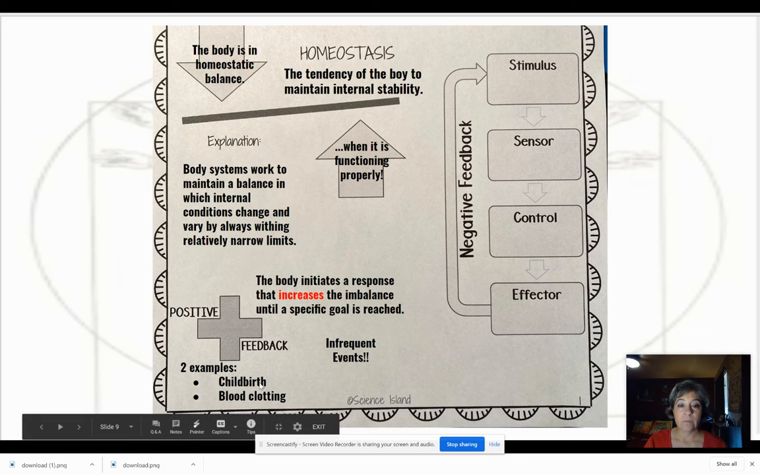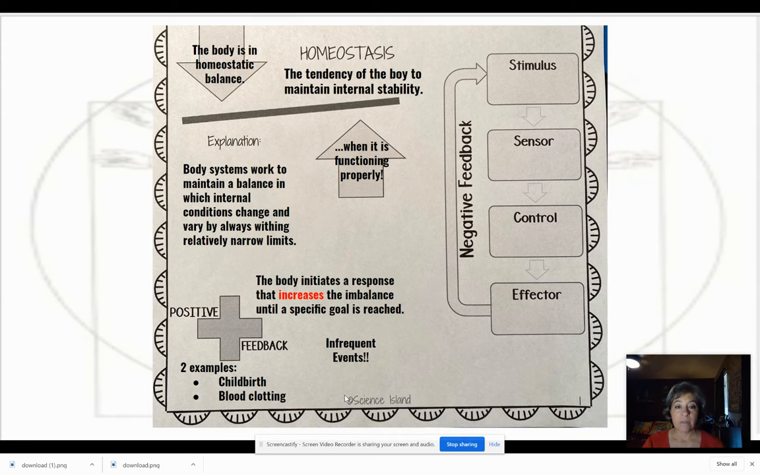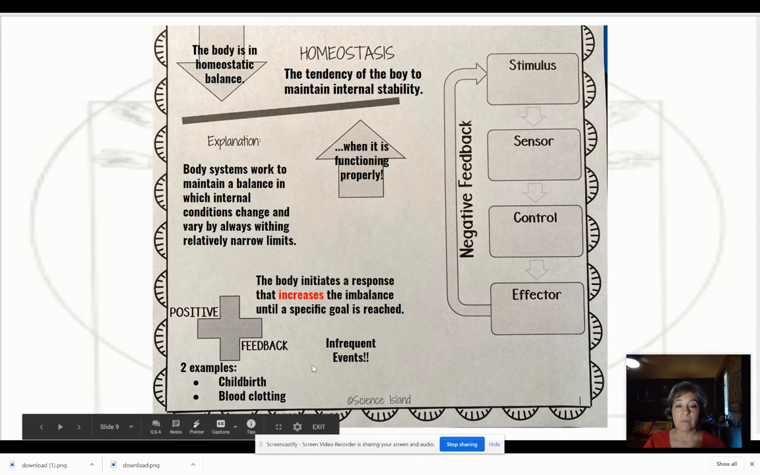And that would be childbirth and blood clotting. And again, this is rare. It's an infrequent event. Infrequent means it doesn't happen that often. So think about these examples in terms of the definition.